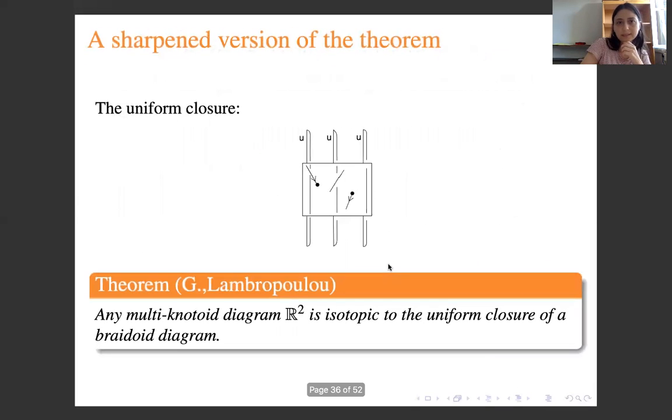And with this algorithm, we can define uniform closure. When we are given a braidoid diagram, we can think that its ends are labeled only with U, and we can assume an underpassing closure for each of the pairs of corresponding ends in the braidoid diagram. And we have a sharpened version of the Alexander theorem of the braidoids for this. Any multi-knotoid diagram in the plane is isotopic to the uniform closure of a braidoid diagram.